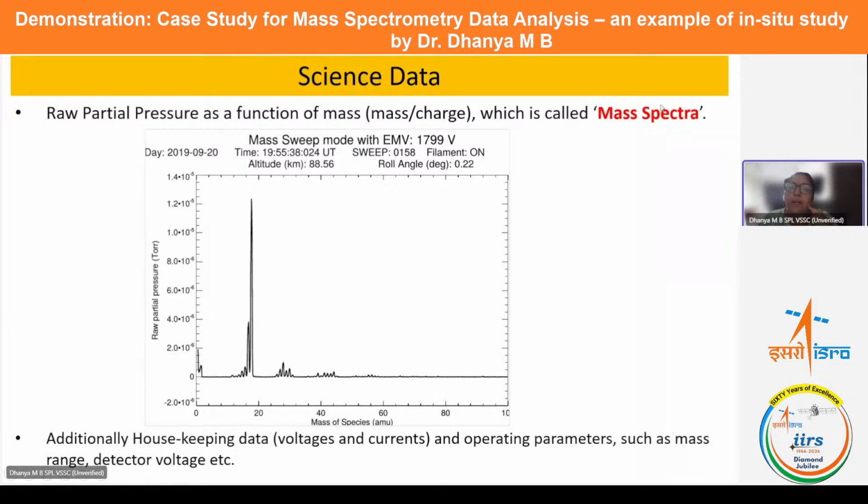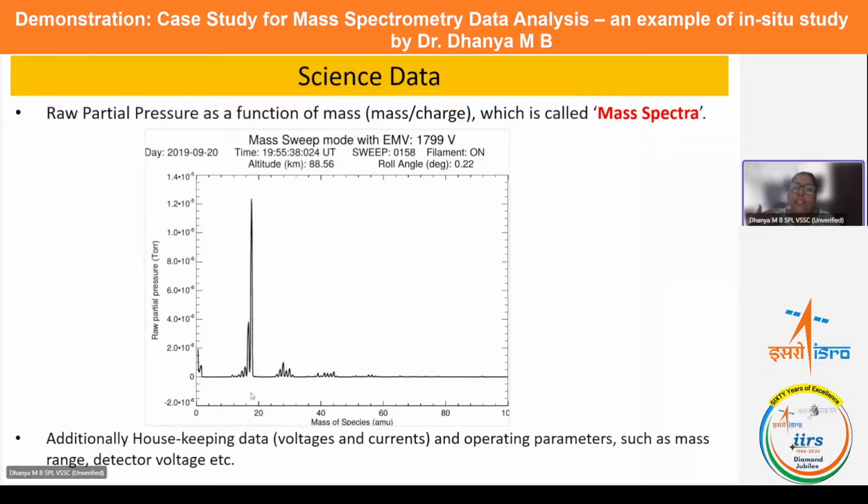Which is called a mass spectrum. So this is a spectrum from CHACE-2 in orbit. It was taken on 20th September 2019, when Chandrayaan-2 was at an altitude of 88 kilometers. You can see here the x-axis is the mass, actually mass per charge, and then the partial pressure. So I see certain peaks here. These correspond to certain species.